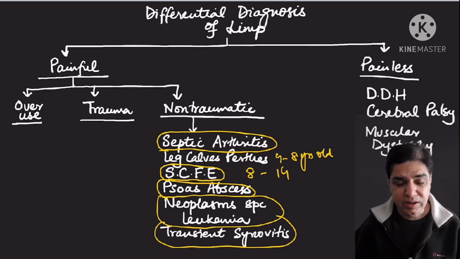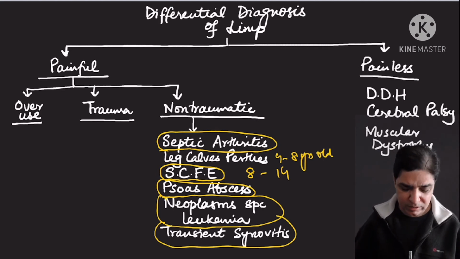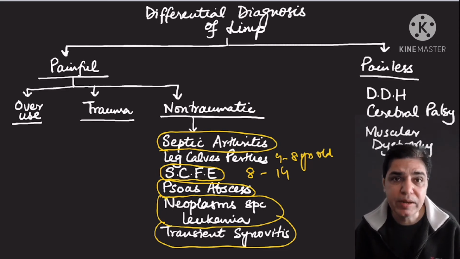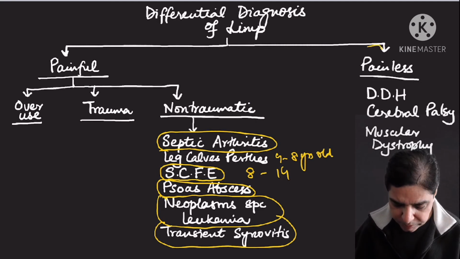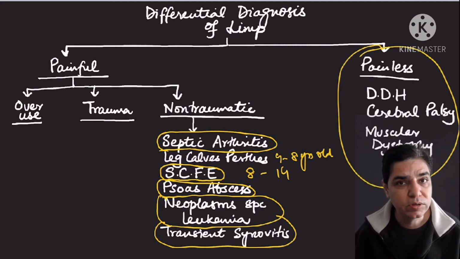It is treated by rest and ibuprofen, and it's a self-resolving condition. Within a few days they start walking, and then they are back to normal. So this is the differential diagnosis of a painful limb. Now coming down to painless limb. Painless limb means a child who is limping but is not bothered by it.